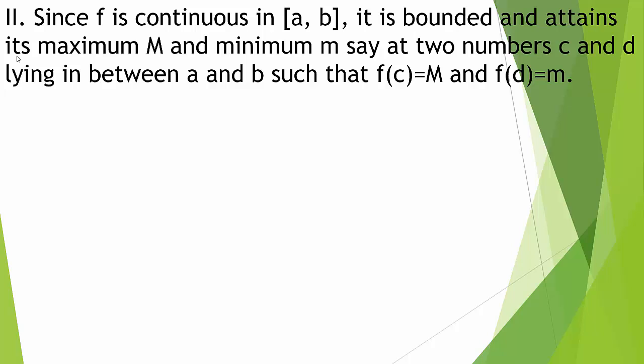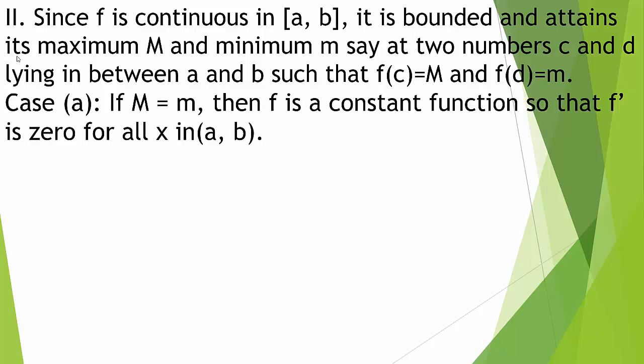maximum capital M and minimum small m, say at two numbers c and d. That is, the maximum M is at point c and the minimum m is at point d, lying between a and b, such that f(c) = M and f(d) = m.